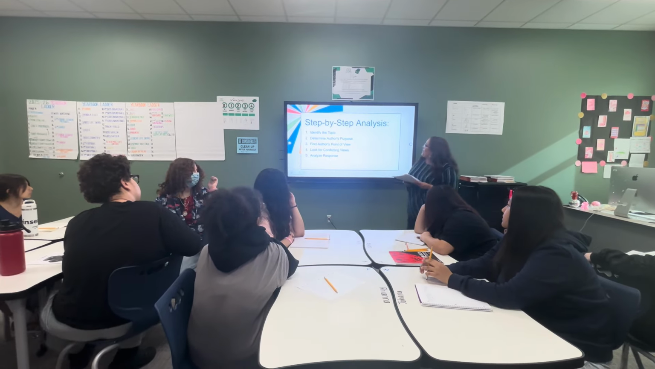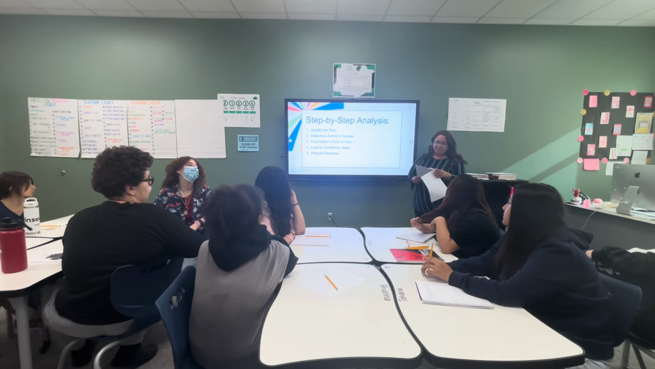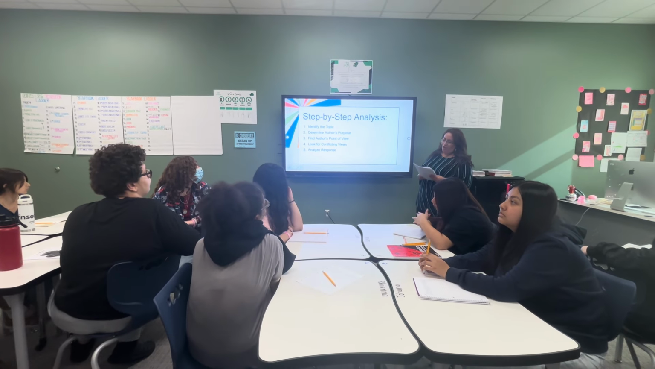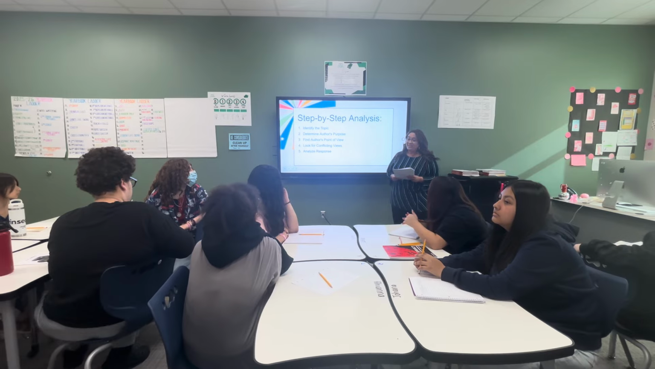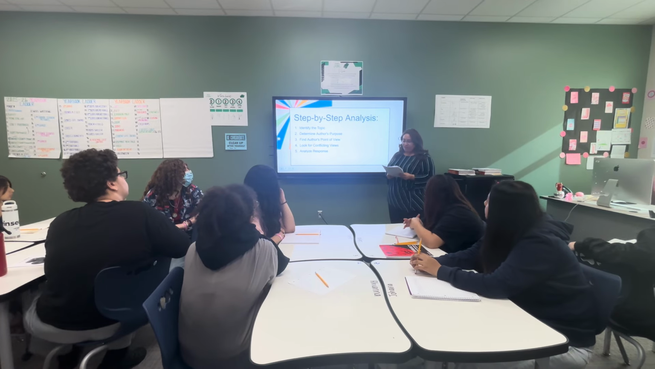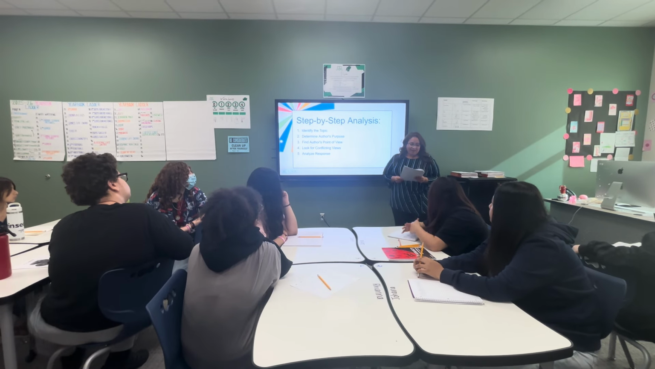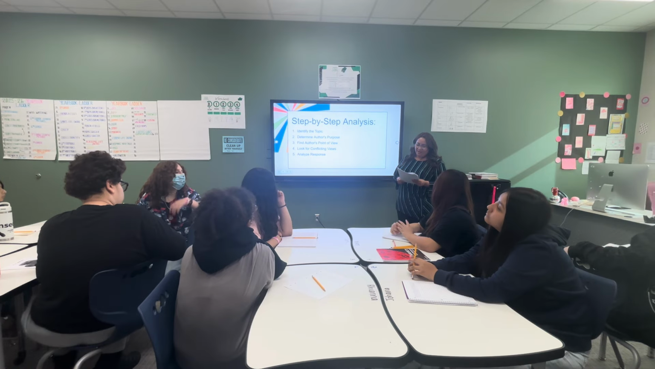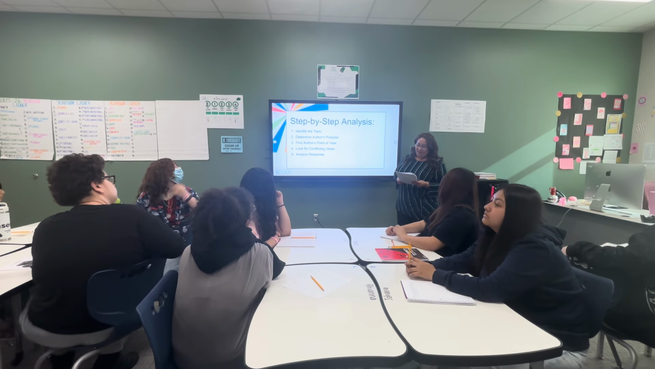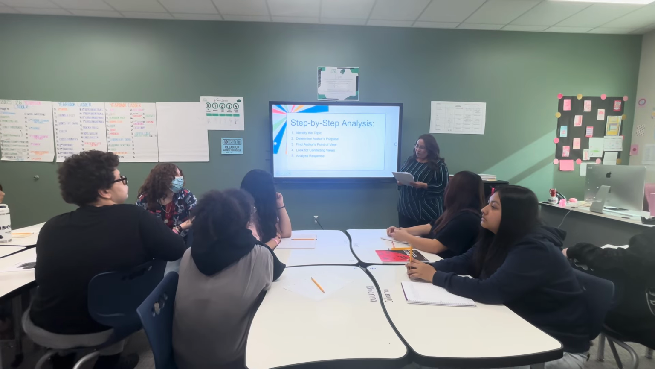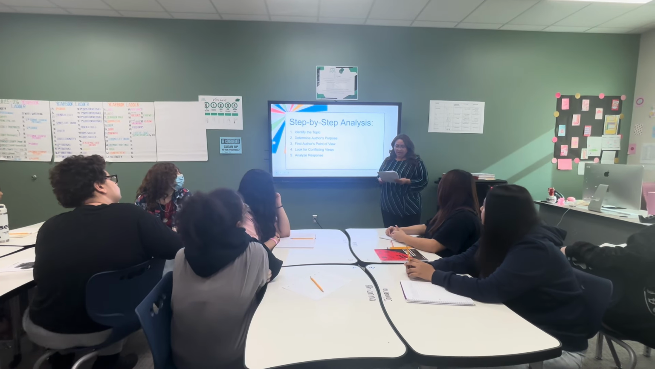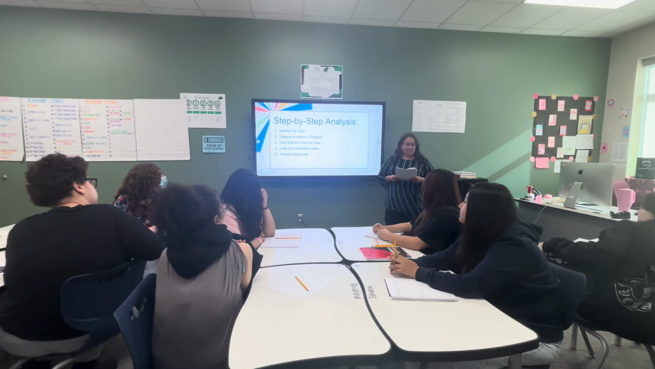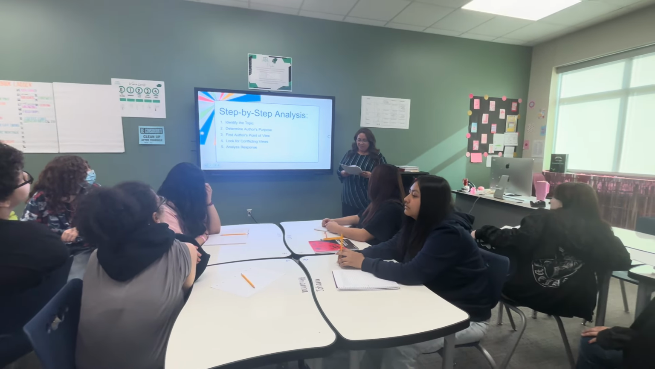So, step-by-step analysis. The first thing we need to do is identify the topic. What is this text generally about? Two, determine the author's purpose. Is the author informing, persuading, entertaining, or analyzing? Three, find the author's point of view. What is their opinion about the topic? Four, look for conflicting views. Does the author mention or present the other side?